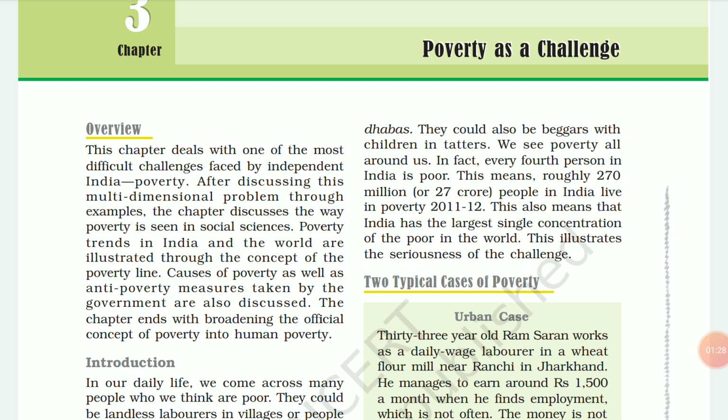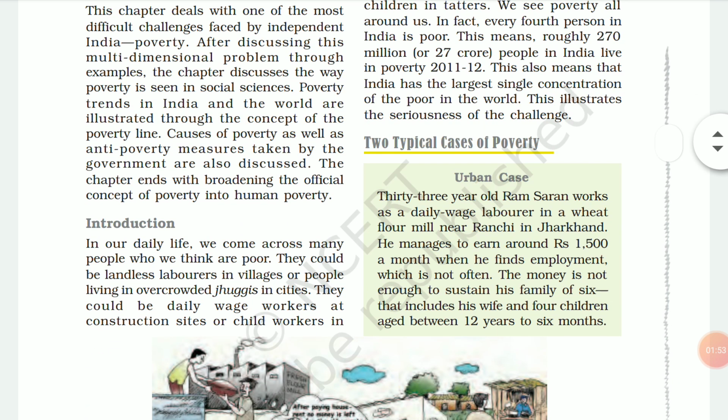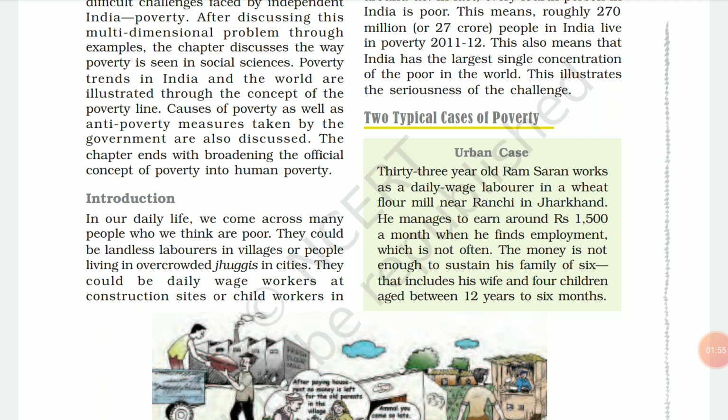So, basically, in this chapter, you are going to read about all the possible dimensions of poverty, the causes of poverty, and if there is poverty, definitely the government will be making some efforts. So there are some anti-poverty measures, anti-poverty schemes that have been adopted or started by the government for the benefit of the poor people. All this we will be reading today. So let us read the introduction.